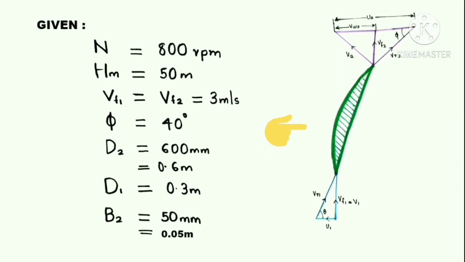Then we should draw the inlet and outlet velocity triangles. In the figure, V1 and V2 are the velocity at inlet and outlet respectively. Vf1 and Vf2, Vw1 and Vw2 are the vertical and horizontal components of velocity at inlet and outlet respectively. Vr1 and Vr2 are the relative velocity at inlet and outlet respectively. U1 and U2 are the tangential velocity of impeller at inlet and outlet. Vane angle at inlet theta is the angle between the relative velocity and tangential velocity of impeller, and the vane angle at outlet is phi, the angle between the relative velocity at outlet and tangential velocity at outlet.